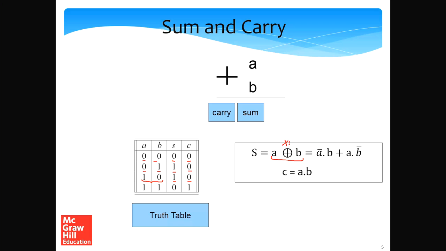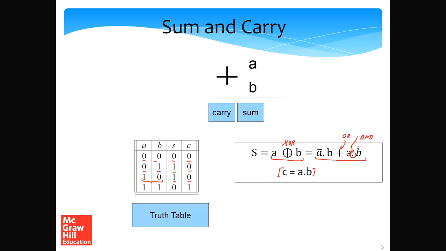This is the exclusive OR operator, which can be expanded to this, where the plus sign denotes the OR operation and the dot sign denotes the AND operation. So it's essentially A complement and B, or A and B complement. That is the sum, and the carry will happen in only one case, when both A and B are 1. So we can see it is A and B. That is when we'll have a carry.